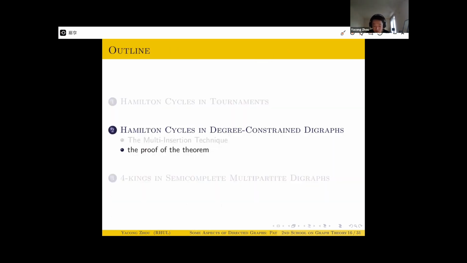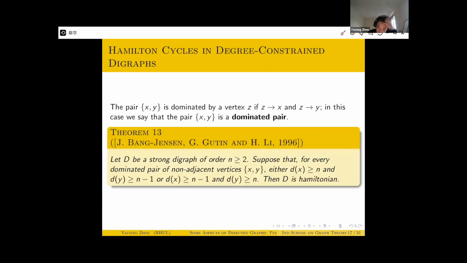So now I want to start to prove the main theorem of this section. Before I do that, I want to restate the theorem here, just in case you have already forgotten it. A dominated pair X, Y is a pair such that there is another vertex Z that dominates both of them. And the theorem states that if for every dominated pair that is non-adjacent, one of the vertices has degree at least n and the other has degree at least n minus one, then we have a Hamilton cycle.